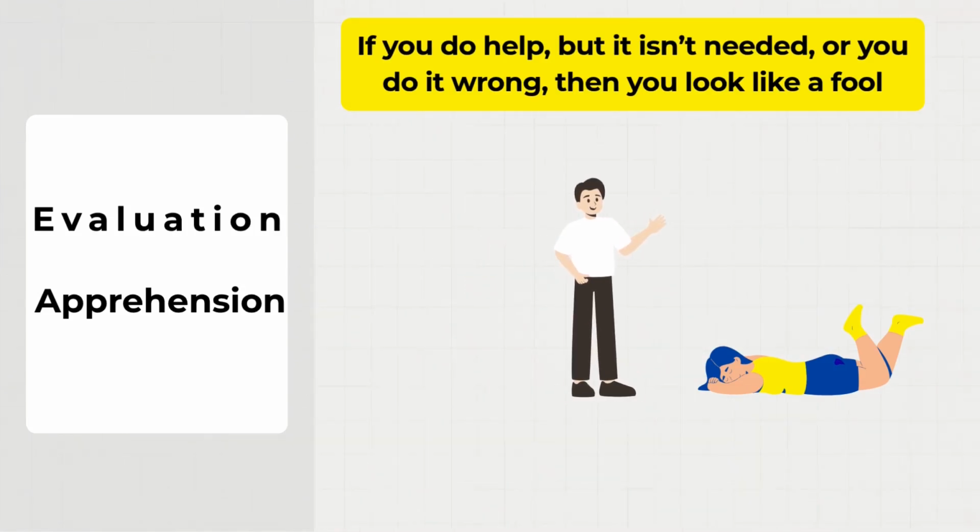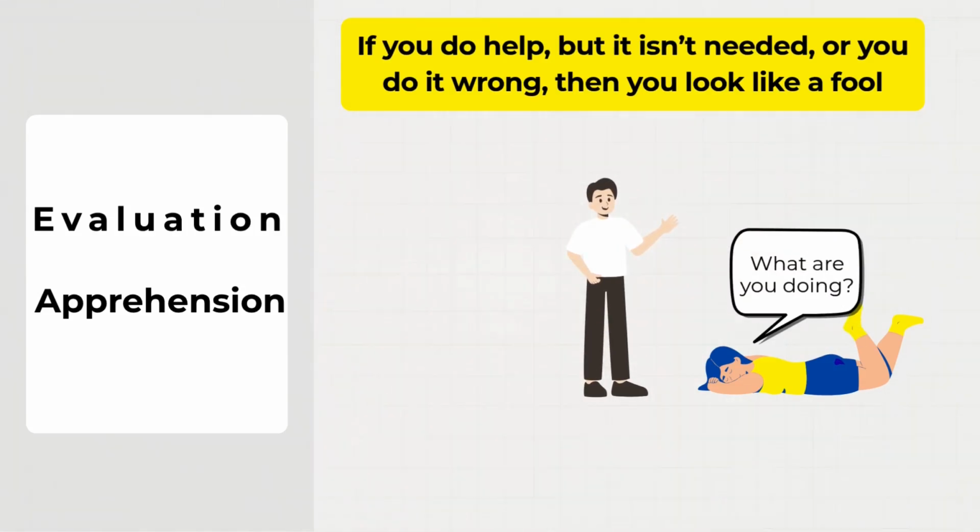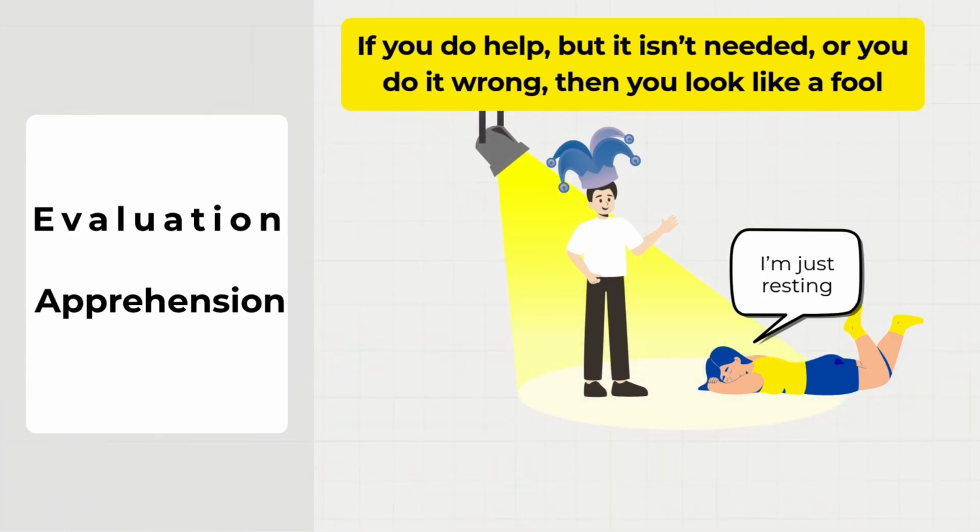The second explanation is evaluation apprehension. This is the concern that if you do help, but you do it wrong or it isn't needed, then you look like a complete fool. It's based all around this fear of judgment and embarrassment. And it makes a bit of sense when you think that if you help in an emergency situation, it puts you right in the center of the spotlight.